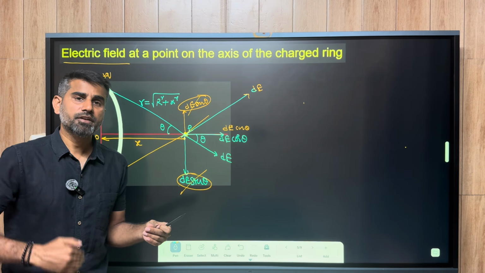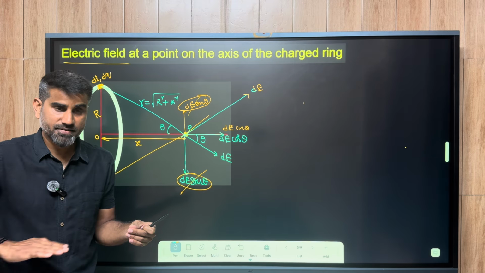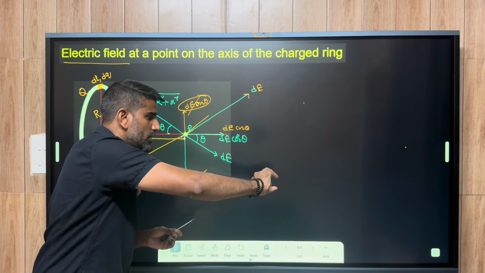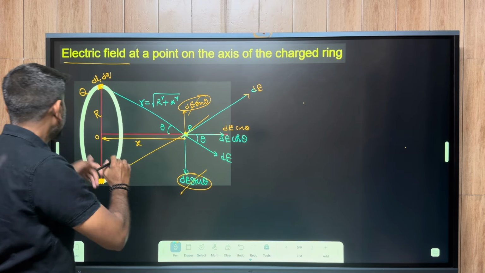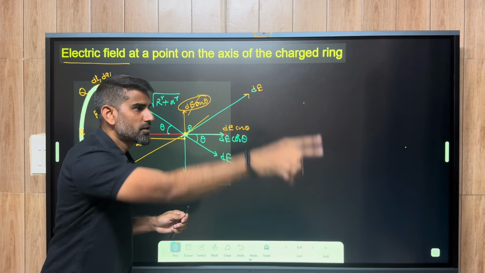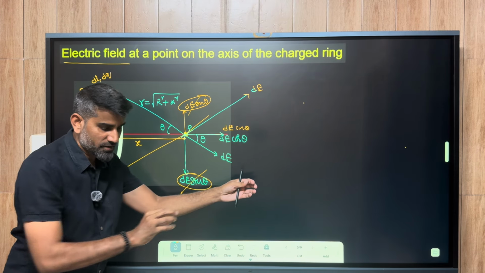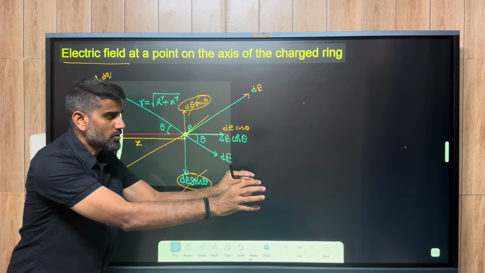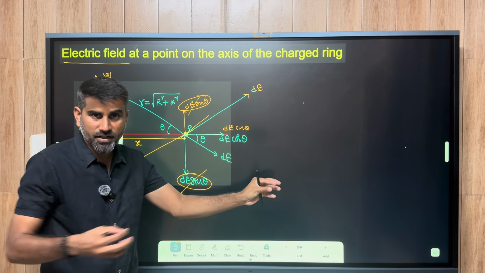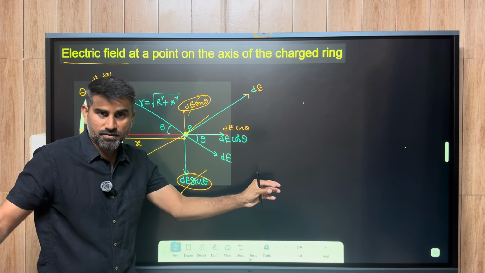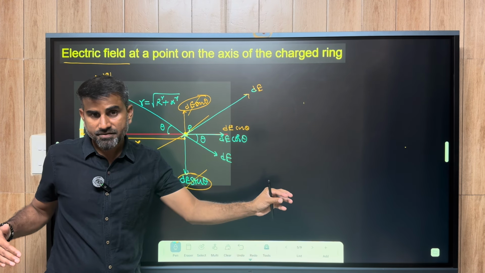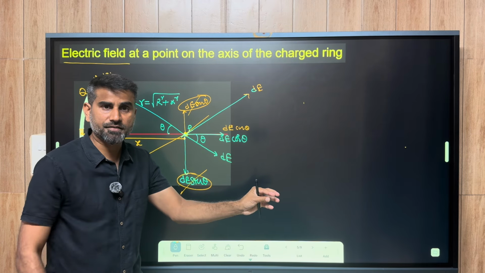And now this electric field is resolved into two components. One component comes along the axis, one component goes down. Similar type of component, if you take somewhere here on the ring, and the point is somewhere along the axis, now if you draw a line, the electric field acts in this direction. Now this electric field can also be resolved into two components. One component goes along the axis, other component goes perpendicular to the axis, right?